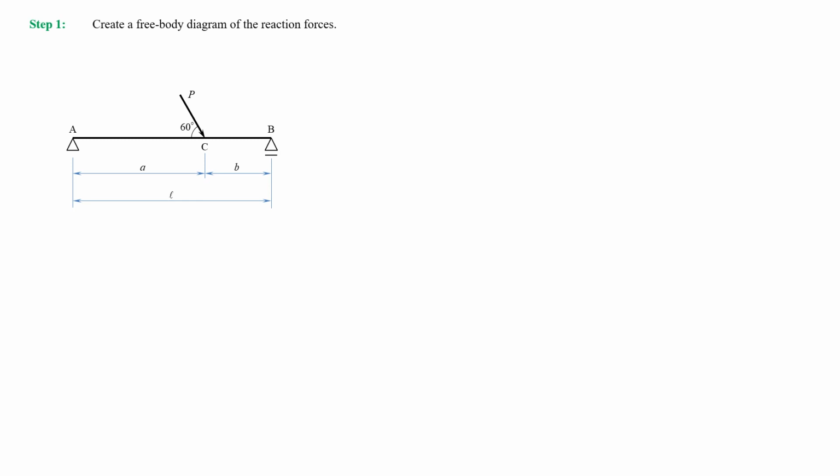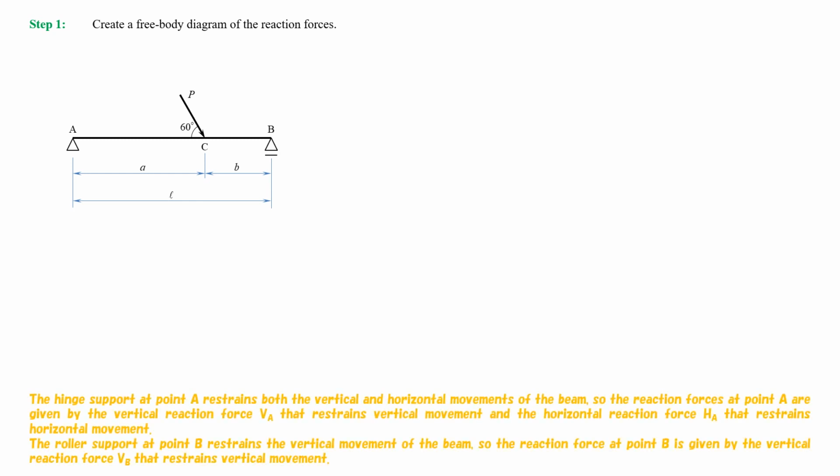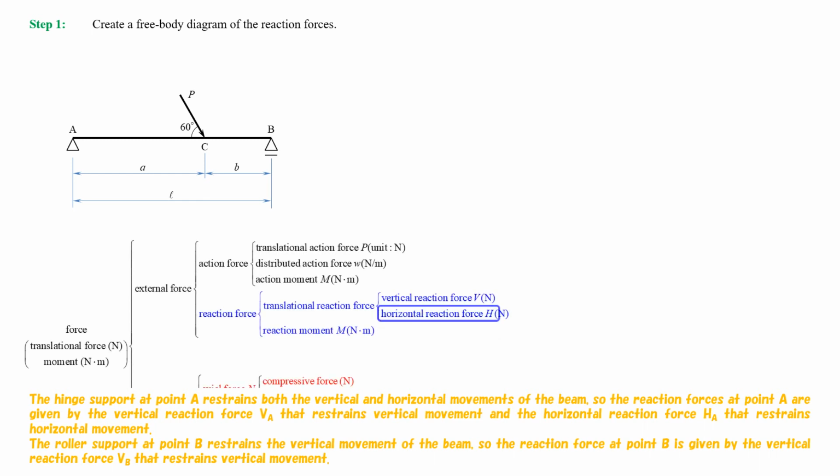Step 1. Create a free body diagram of the reaction forces. The hinge support at point A restrains both the vertical and horizontal movements of the beam, so the reaction forces at point A are given by the vertical reaction force VA that restrains vertical movement, and the horizontal reaction force HA that restrains horizontal movement.